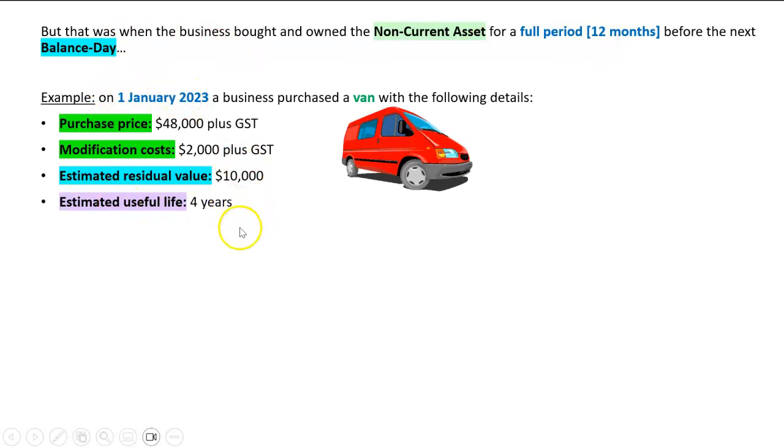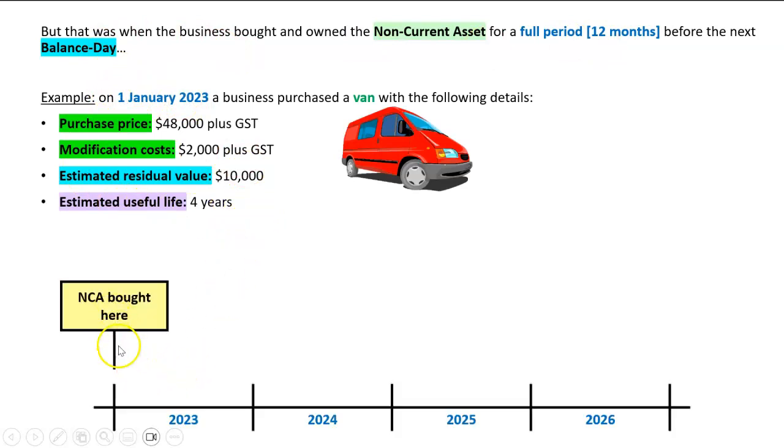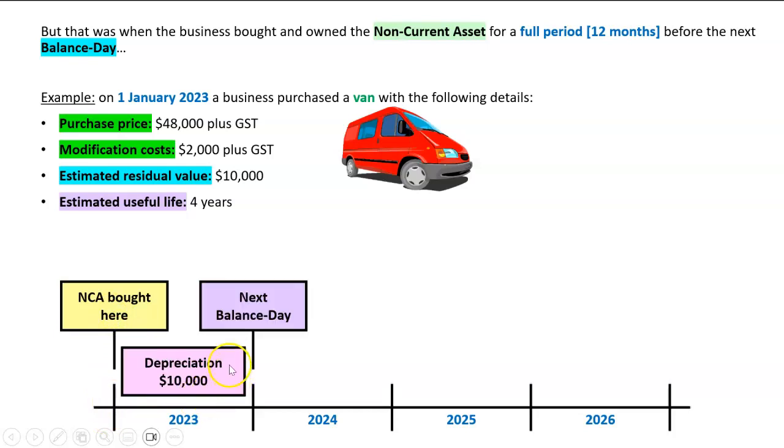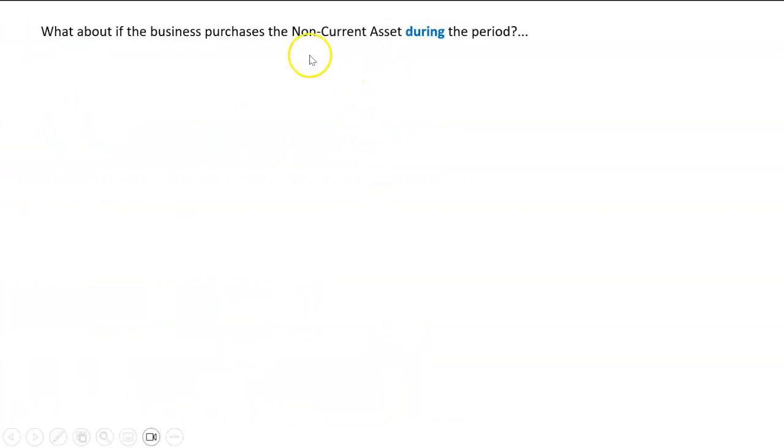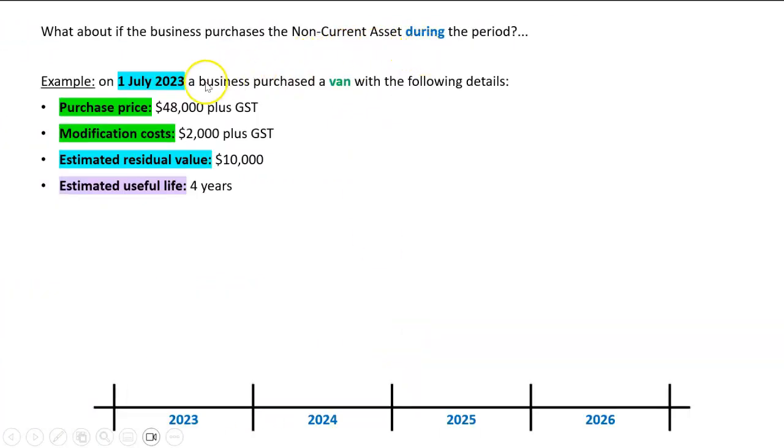This is all the info we just had. What just happened? Well, we bought the non-current asset, just happened to buy it on the very first day of the period, and then a full 12 months went by before next balance day. So that was nice and easy. The problem here is, what about if we buy the non-current asset during the period? So let's change one thing.